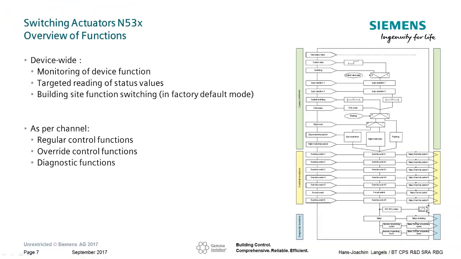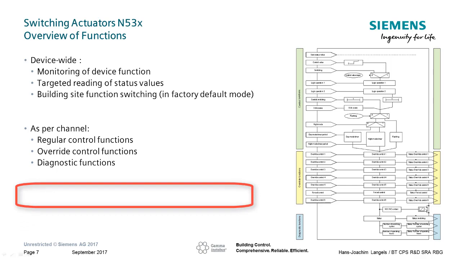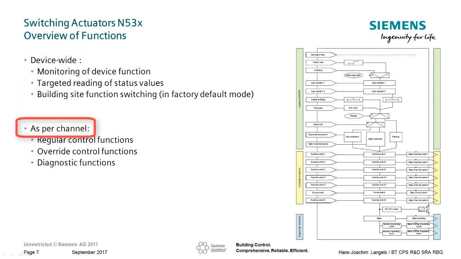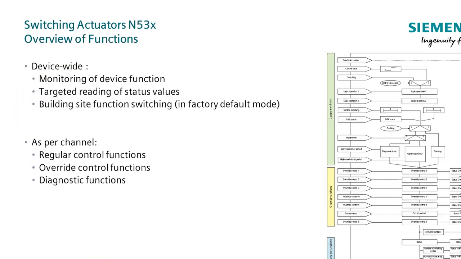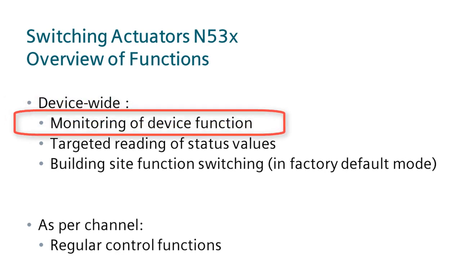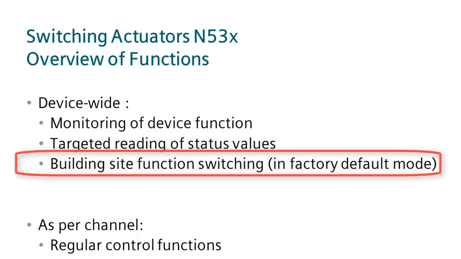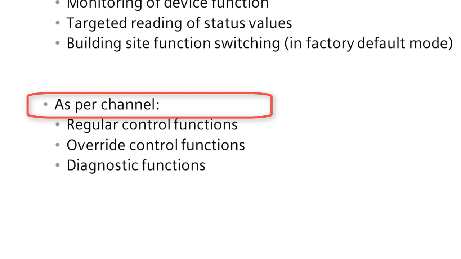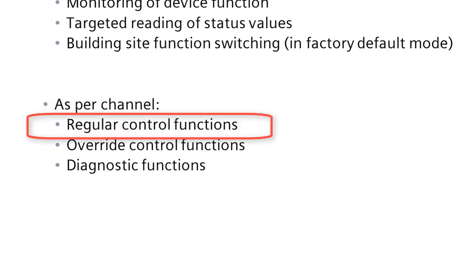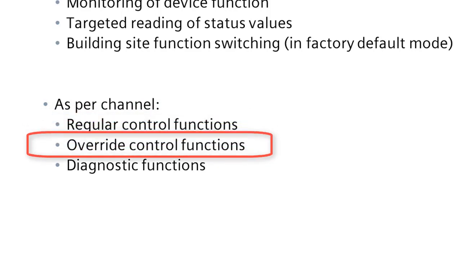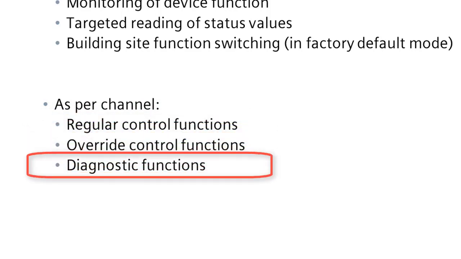Overview of functions. There are device-wide and as per channel functions. Device-wide: monitoring of device function, targeted reading of status values, billing side function, switching in factory default mode. As per channel: regular control functions, override control functions, and diagnostic functions.